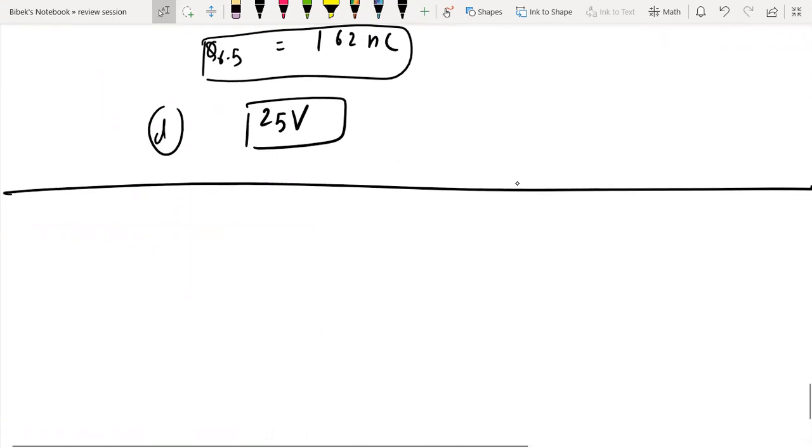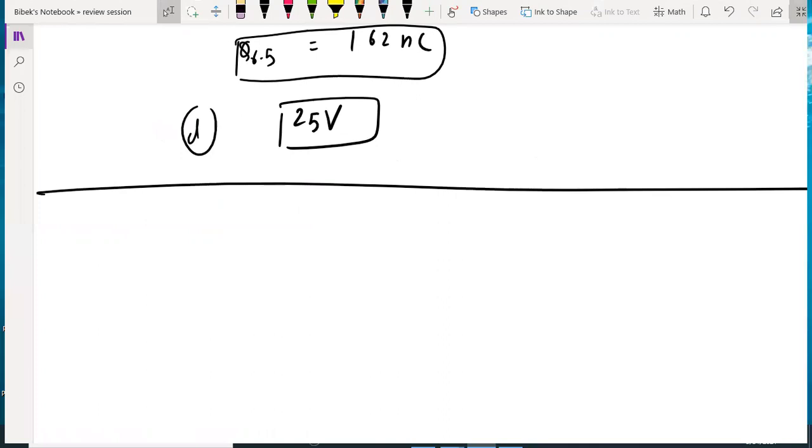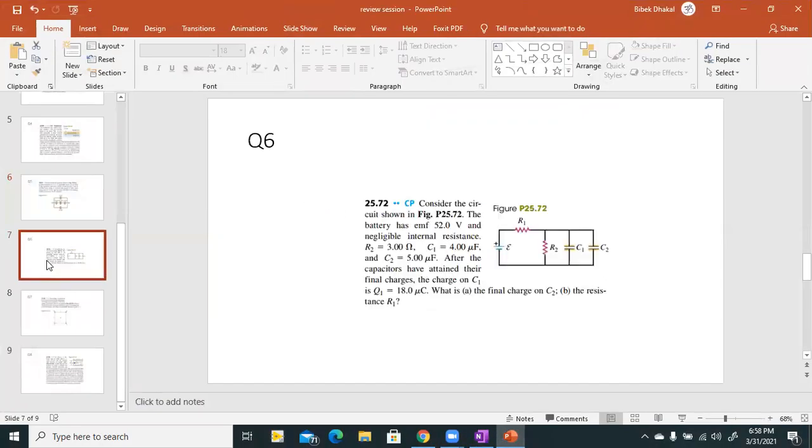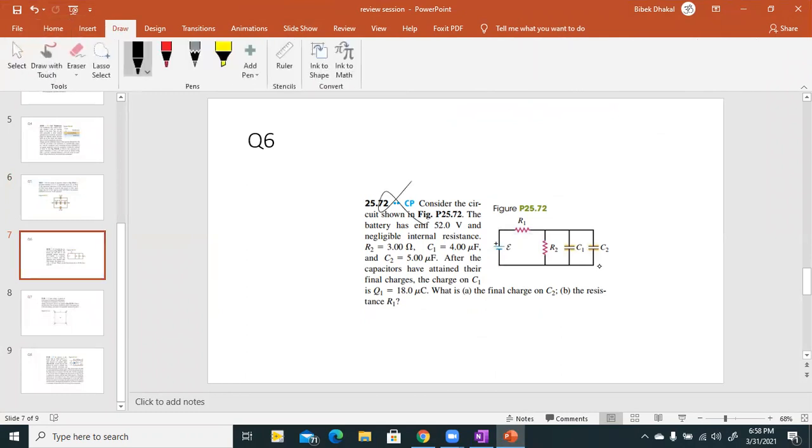In problem 6, you have the RC circuit, and I'm not going to do it because yesterday I heard from Professor Fabi that you won't be asked RC circuits, okay? But you can go ahead and solve this. I will write the answers for you. For part A, the charge Q2 will be 22.5 microcoulomb, and for part B, the resistance R1 will be 31.6 ohm.